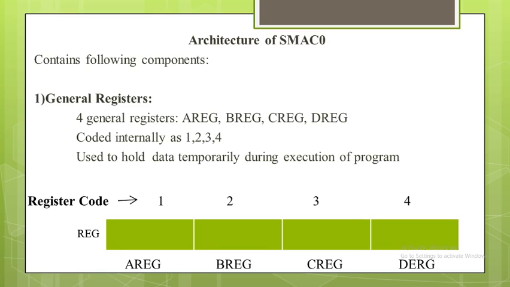The first component is called a general register. There are 4 general registers used, which are named A register, B register, C register and D register, which are coded internally as 1, 2, 3 and 4 respectively. These registers are used to hold the data temporarily during the execution of the program. In this diagram, I have shown the number of registers and their codes.